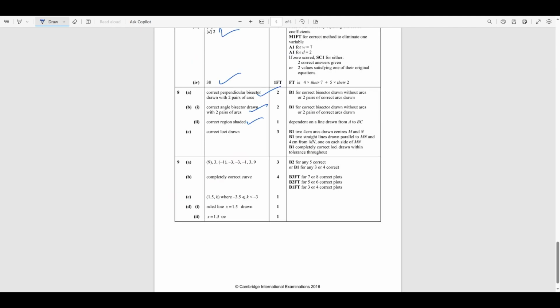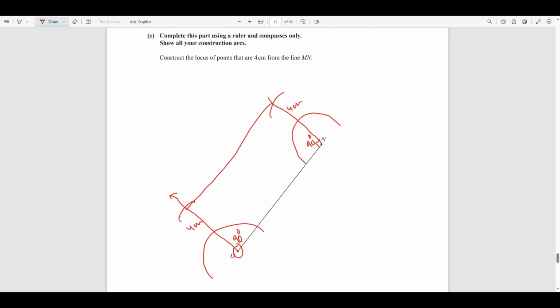Correct loci drawn. B1 for 4 centimeters drawn, centers M and N, fine. Two straight lines drawn parallel to MN, 4 centimeters from MN on each side, fine. Okay, that's good.